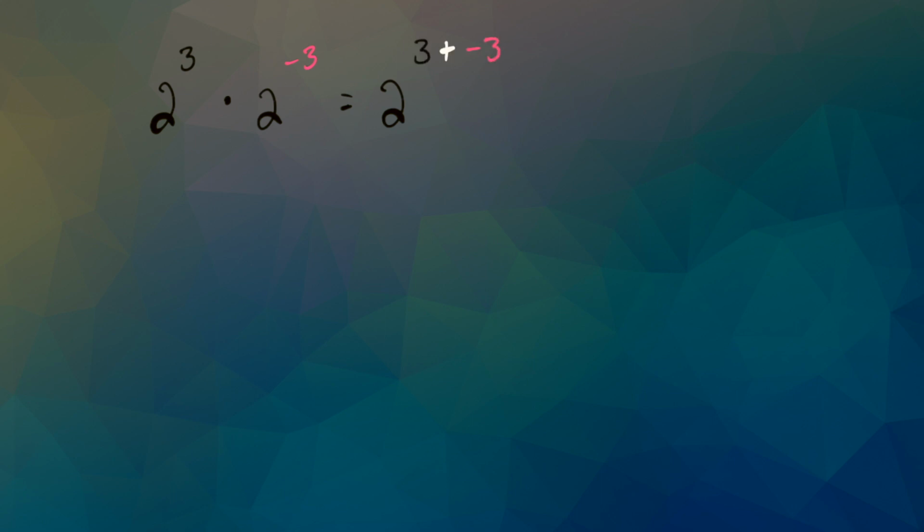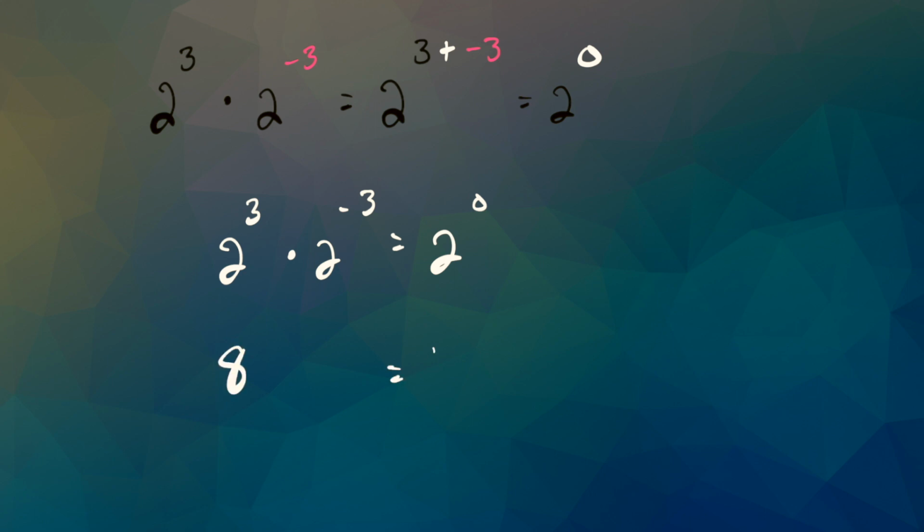3 plus negative 3. But again, I know what 3 plus negative 3 is. It's 0. So this is really the same thing as 2 to the 0. So 2 to the 3rd times 2 to the negative 3rd is equal to 2 to the 0. Now we know what 2 to the 3rd is. It's 8. And we also already know what 2 to the 0 is. It's 1. So what kind of number times 8 is going to give us back 1?